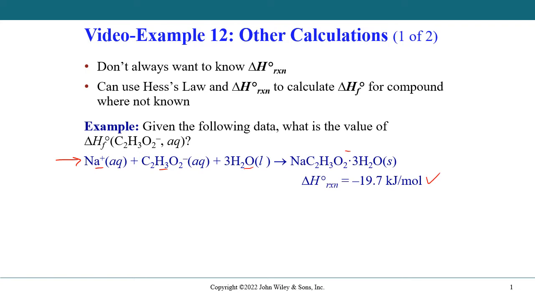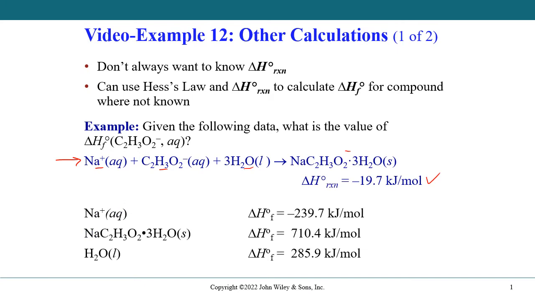Now we can look up the values in this equation. This is what we can find. We can find that for sodium ions, the delta H is this value. For the salt, the final salt, the delta H value is this. And for water, liquid, we know it's a common value that we've been seeing these days of minus 285.9 kilojoules per mole. Okay, so we have sodium, we have water, we have the salt, and we're looking for this one. Okay, so how are we going to approach this?